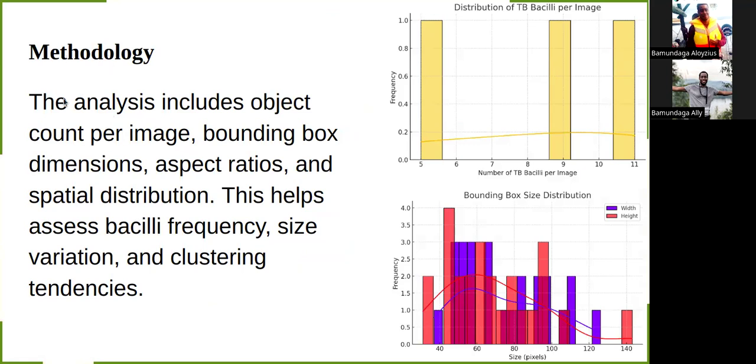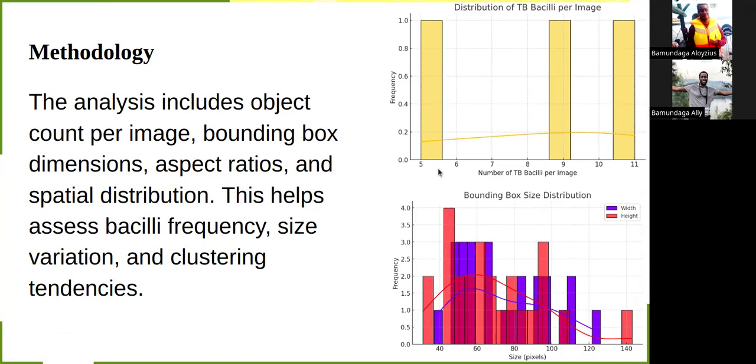Now, methodology. The analysis includes object count per image, bounding box dimensions, aspect ratios, and spatial distribution itself, to assess bacilli frequency, size variation, and clustering tendencies. So here, as we see, we are seeing the distribution of bacilli per image. So how many bacilli do we have per image?